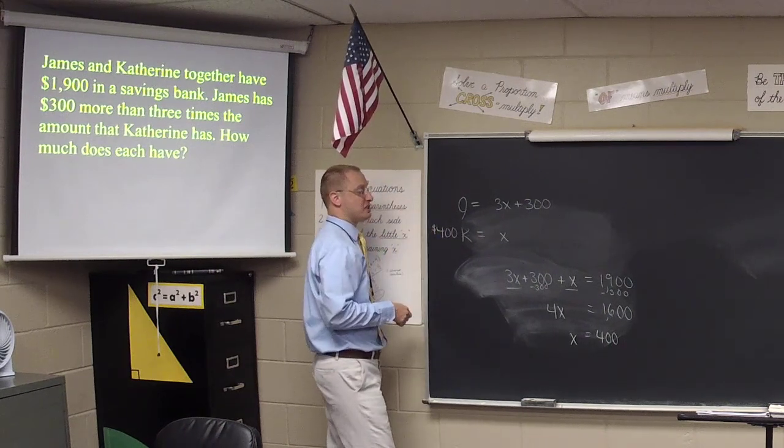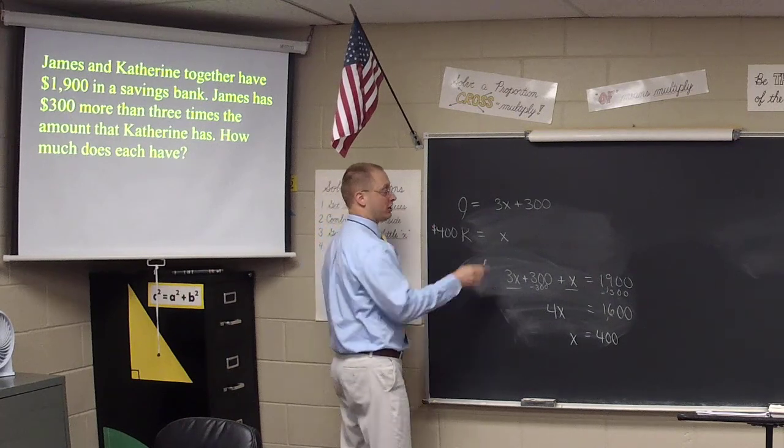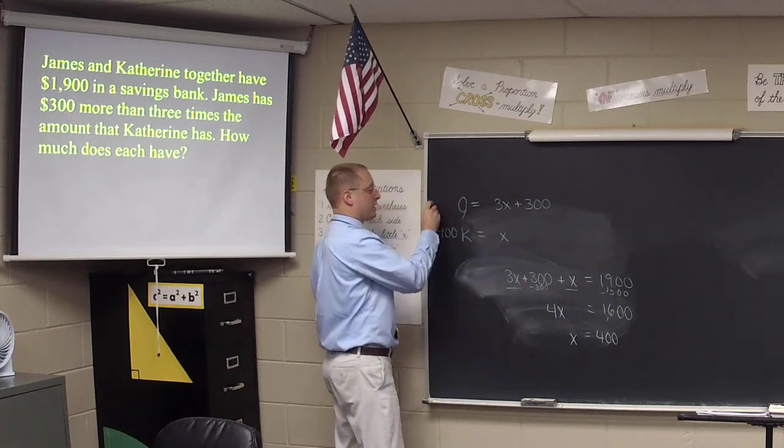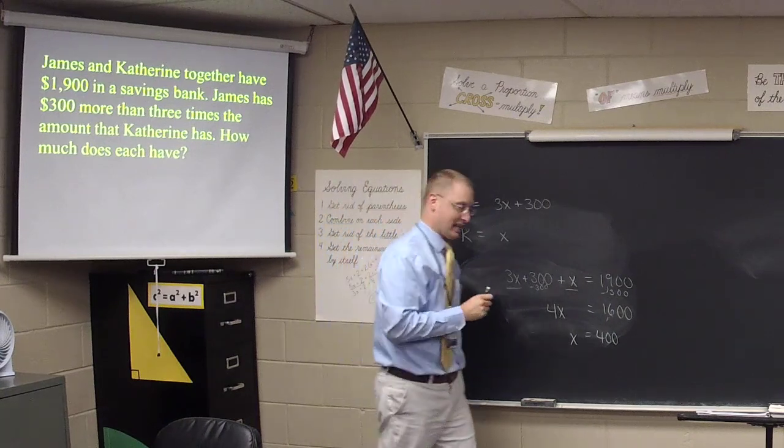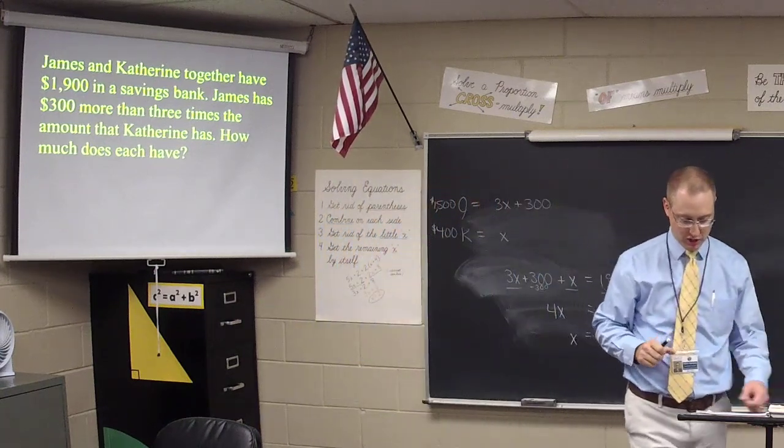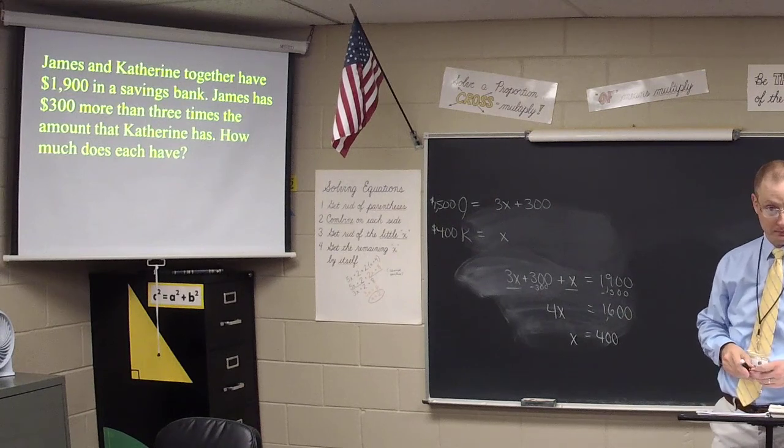How much does James have? 1500. 3 times that would be 1200 plus 300 more, so he has $1500. He's got considerably more than Catherine does. Questions on that word problem?